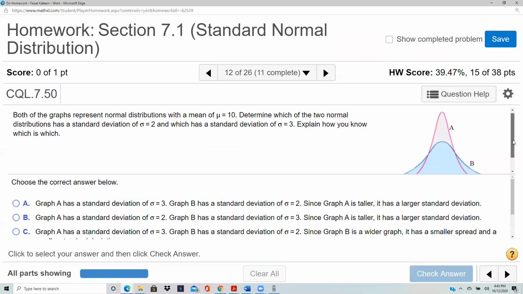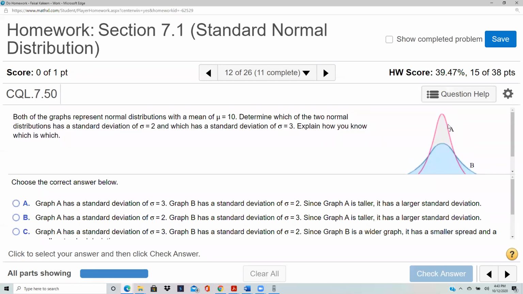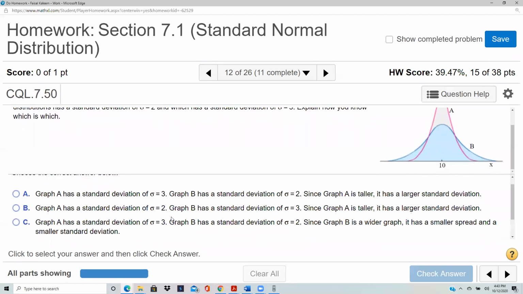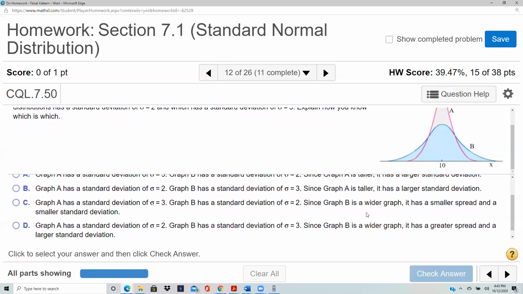So we've already learned this idea that a lower standard deviation will mean a steeper curve and a compressed curve. So A will have the lower standard deviation because A is steeper and compressed. So A will have the standard deviation of 2, and B has standard deviation 3. Since graph A is taller, it has a smaller standard deviation. A has 2, B has 3. Since graph B is wider, it has greater spread and a larger standard deviation. Okay, yeah, that seems right.